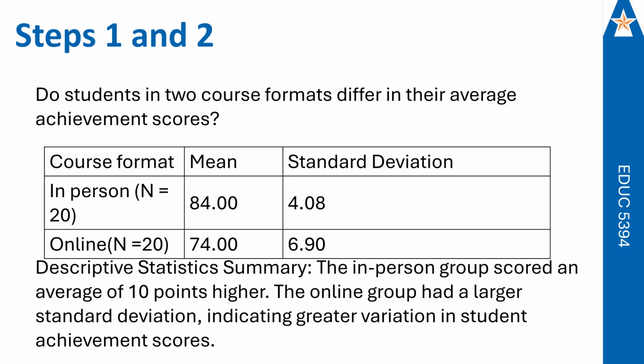These descriptive results identify an observed difference between the groups, but they do not tell us whether the difference is statistically significant or likely to extend beyond this sample. An inferential statistical test is needed. Pause briefly to identify the appropriate test. The answer is an independent samples t-test.